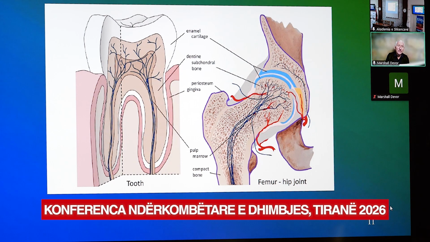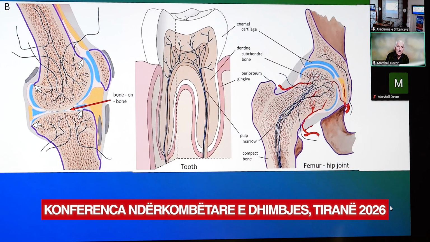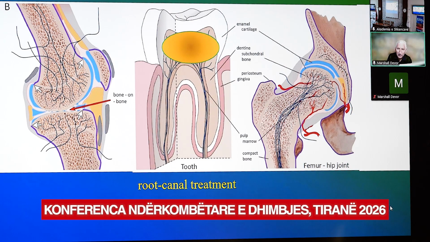And what does the dentist do? He simply drills out the dentine, fills it with amalgam, a composite, which fills the space and prevents infection, and the pain is gone now forever.